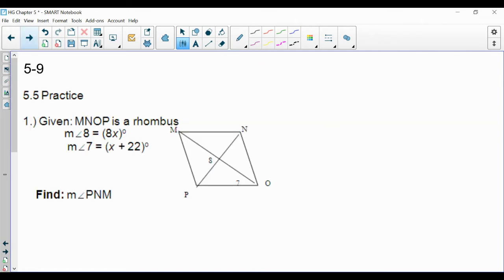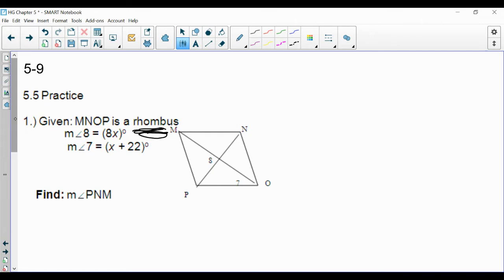All right, cool. So now we're going to jump to page 5-9. This is a little bit of practice for you. You're using your properties to set up equations based on the shape it tells you. So go ahead, try out this page. Pause it if you need to, and then come back and we'll go through it in a second.